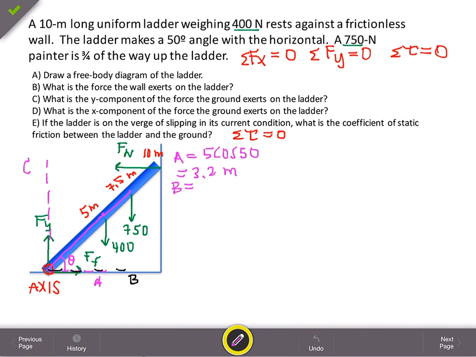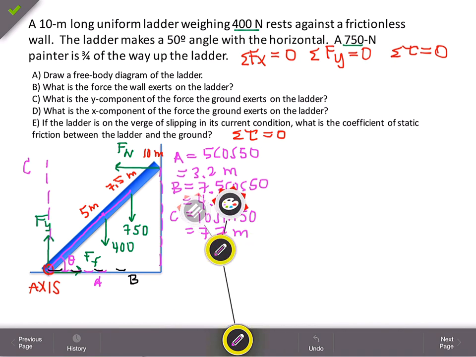Distance B would be 7.5 cosine 50, which is 4.8 meters. Distance C would be 10 sine 50. Okay, distance C is also this distance right here. That's the opposite side of that large triangle, or 7.7 meters. Now that I have these distances, I'm going to use them to write my torque equation.